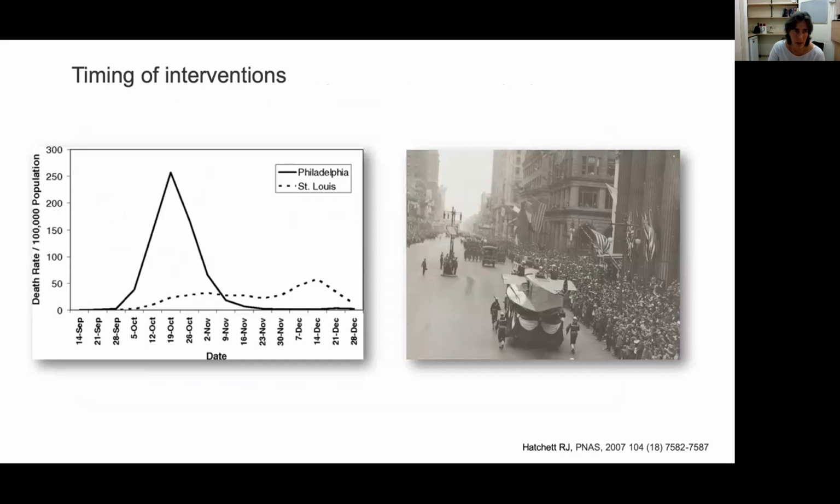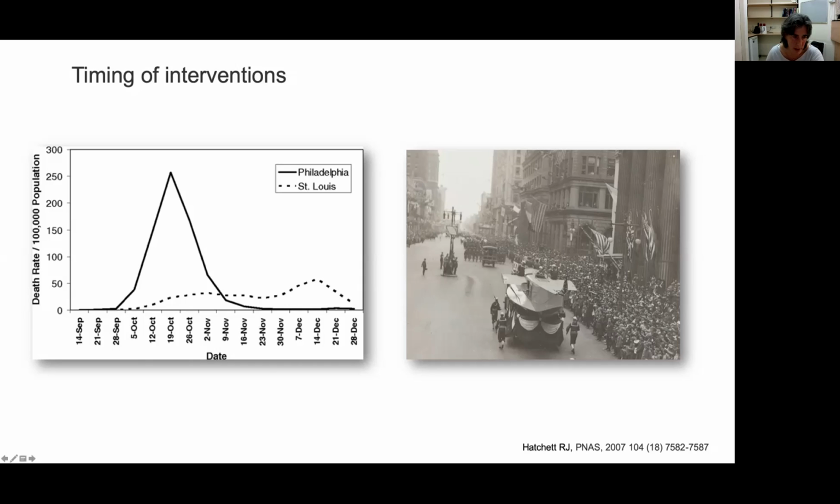The timing of interventions is very important. The previous graph is actually the goal of what you want to do. You want to flatten the curve, but how do we know that it works? I'll show you two examples. One of them you see here is a very good example, although it's from the 1918 influenza pandemic. You can see here two scenarios.